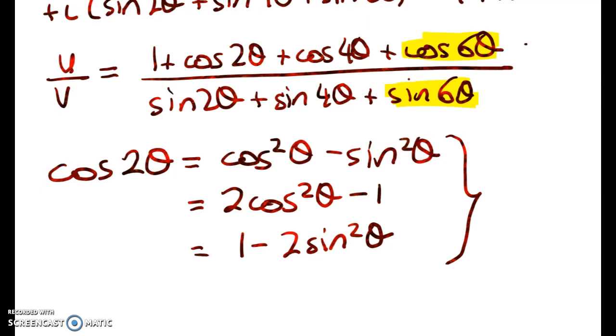And in the numerator, there are 2 clues for which one of these I want to pick. The first clue is that I've got a 1 plus here. And I'm thinking already about factorising, and I don't want to have a 1 plus in there.